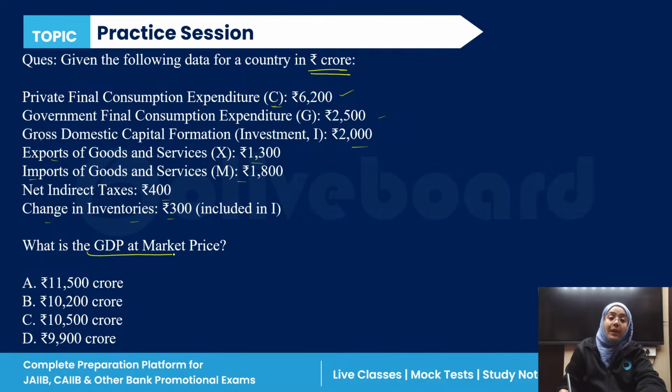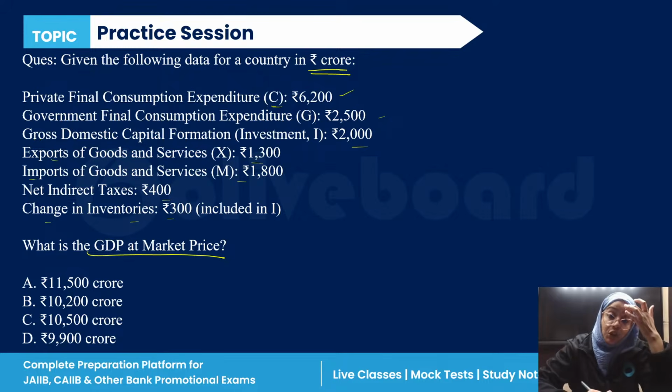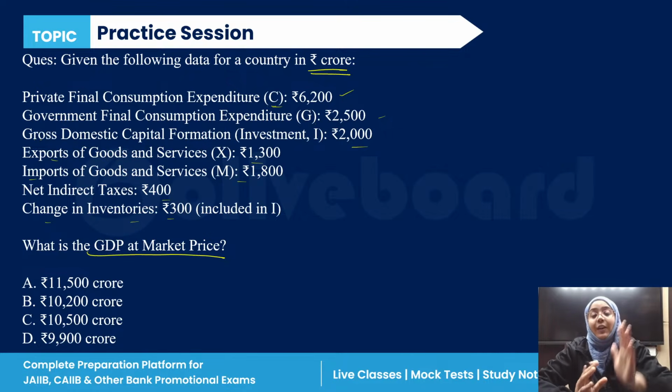Now you have to calculate the GDP at market price. First of all, just tell me the formula of gross domestic product at market price, and then you have to calculate. It's very simple, very easy, nothing complicated in this. Everyone, please answer. What is the correct answer? Kindly please answer this question.